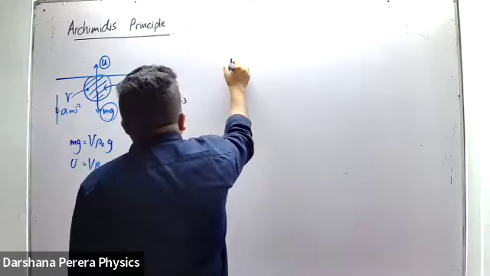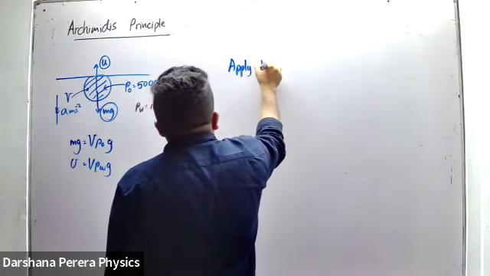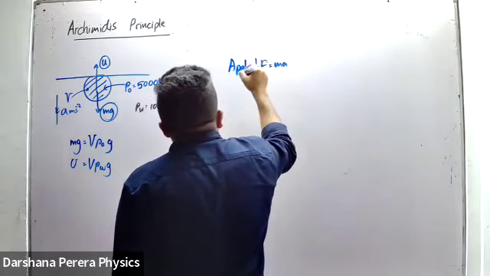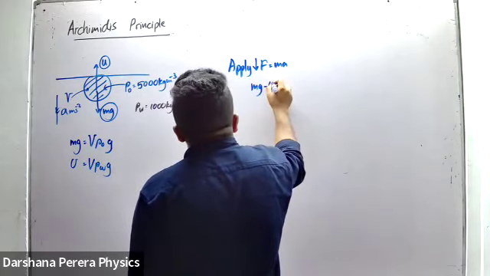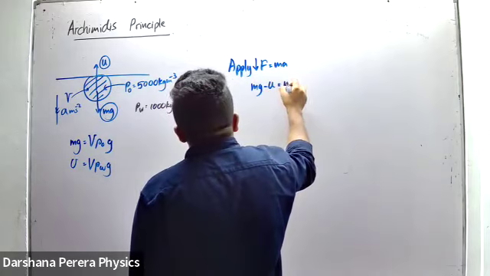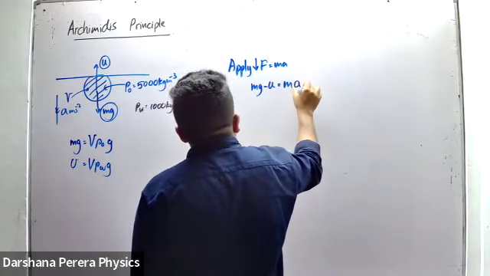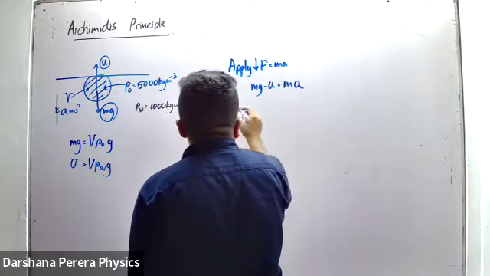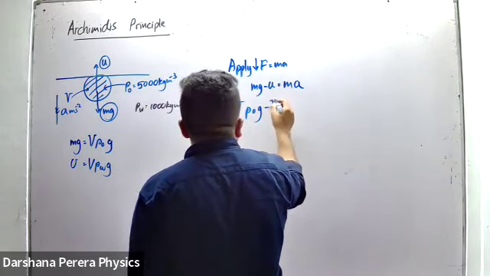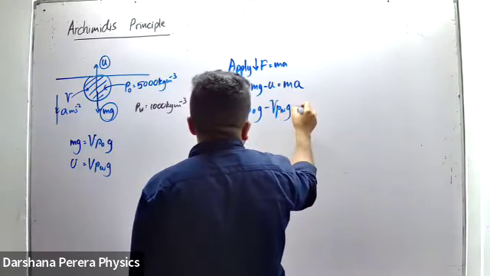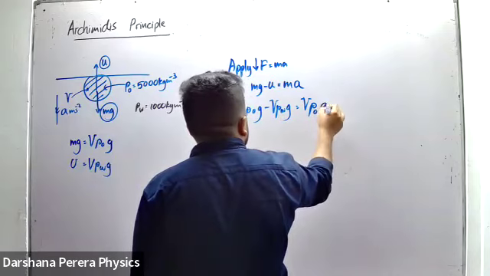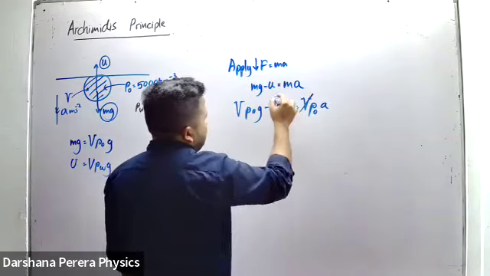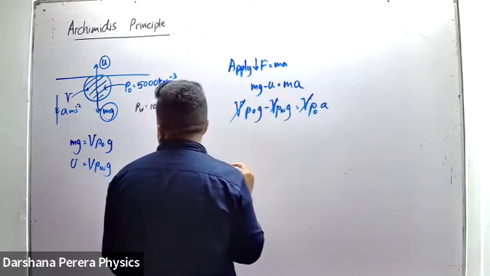So I apply F equals ma in the downward direction. So mg minus U equals ma. Okay, mg means V rho naught g, minus V rho w g, equals V rho naught a. V gets cancelled out. Therefore, no need of the V.